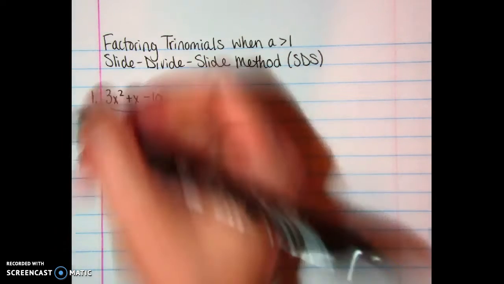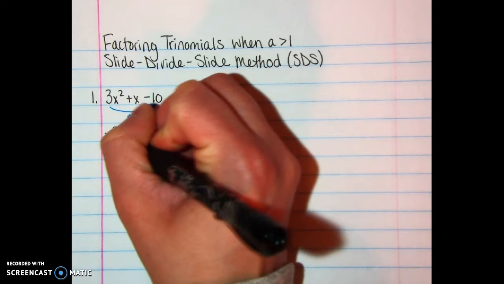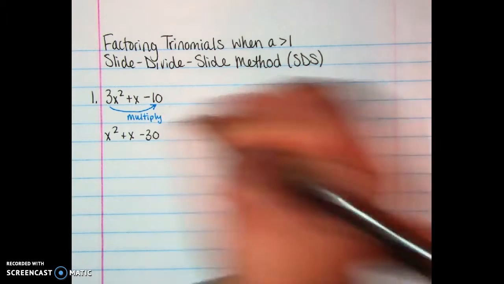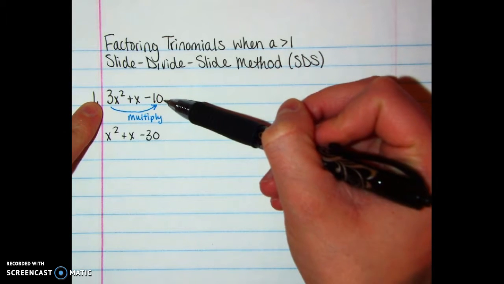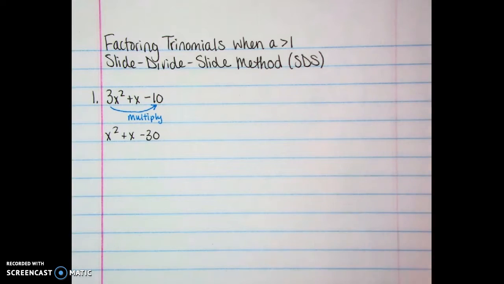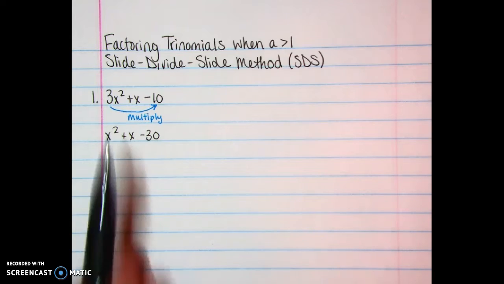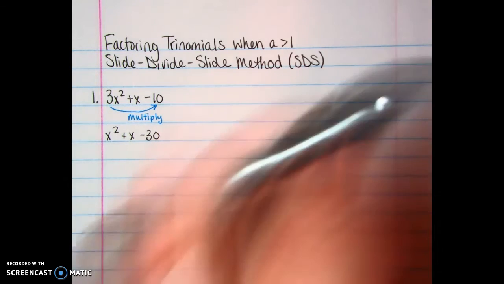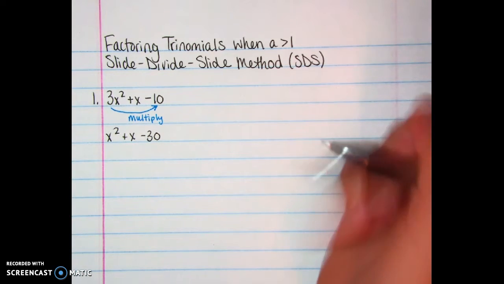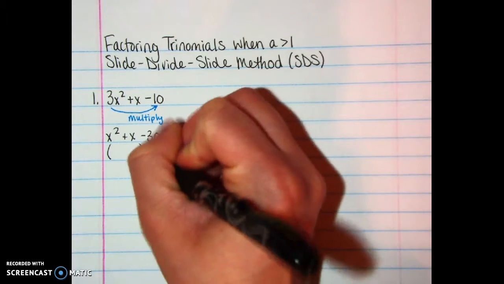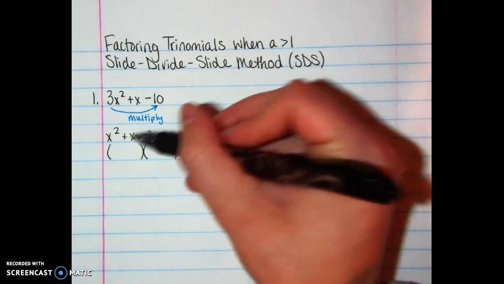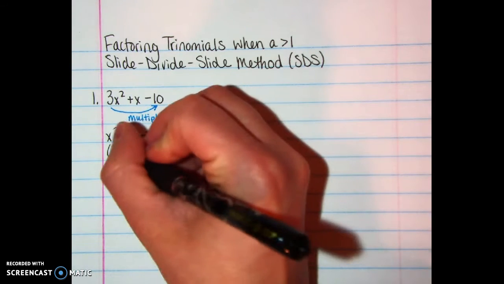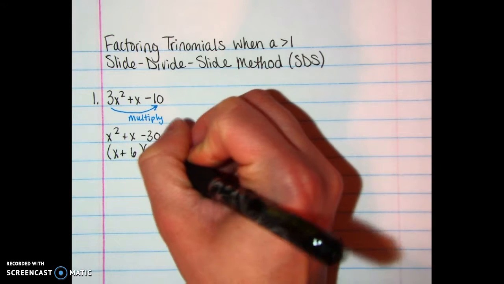So by doing that, I now have x squared plus x minus 30. I get the minus 30 from doing 3 times that negative 10. 3 times negative 10 is that negative 30. Okay, now you need to factor this trinomial like normal. Okay, so it's plus minus. That means I need one of each. I need one positive, one negative. And I need two numbers that multiply to get me negative 30 and add to get 1. That is x plus 6 and x minus 5.